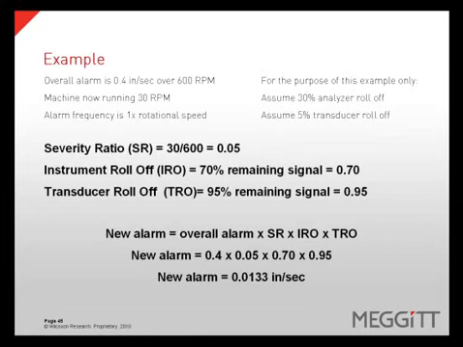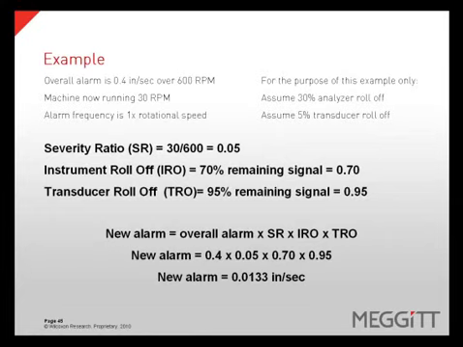So first we calculate the severity ratio by taking our running speed of 30 and dividing that by 600, which gives us a ratio of 0.05. Since we assumed a 30% roll-off on the analyzer, we will have 70% signal remaining, which will be represented in our equation by 0.70. Since we assumed a 5% roll-off for our transducer, we will have 95% signal remaining, which we will represent in our equation as 0.95.